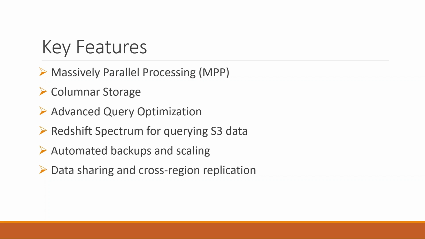And the fourth one is Redshift Spectrum for querying S3 data. So you can run SQL queries directly on the data stored in Amazon S3, without loading it into Redshift. This will let you analyze massive amounts of raw or semi-structured data like log files or JSON files.